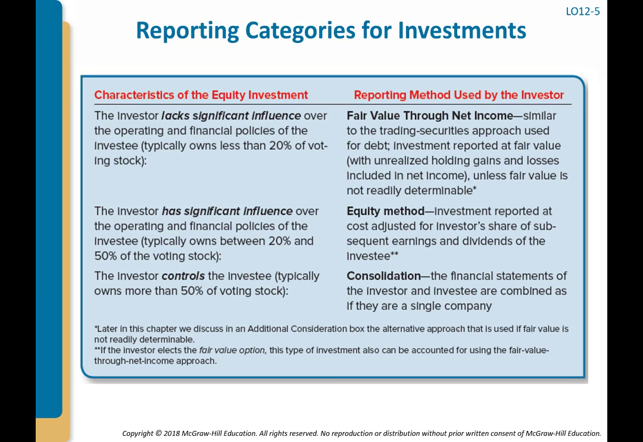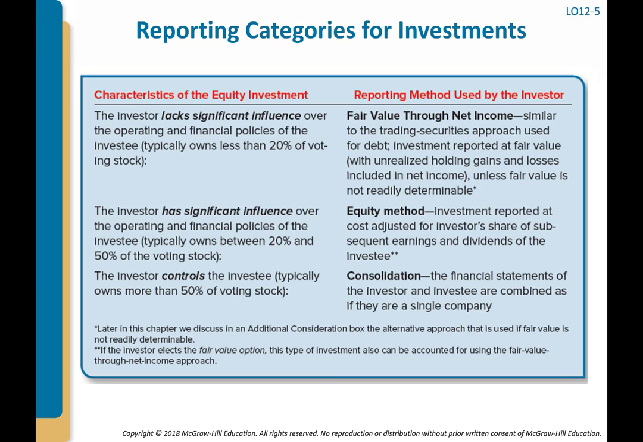So let's take a look at the two methods that I just mentioned. It might have been better if I had this slide up at the time, which is the fair value through net income method. That's when you have what? Less than 20% of the stock. And so we're going to do what? We're going to basically do what we just learned for the calculation of the gains and all that for this security. And we're going to take the dividends as income. Equity method, we're going to take our share of the investee's income, and dividends will reduce the amount that we hold in the investment account.